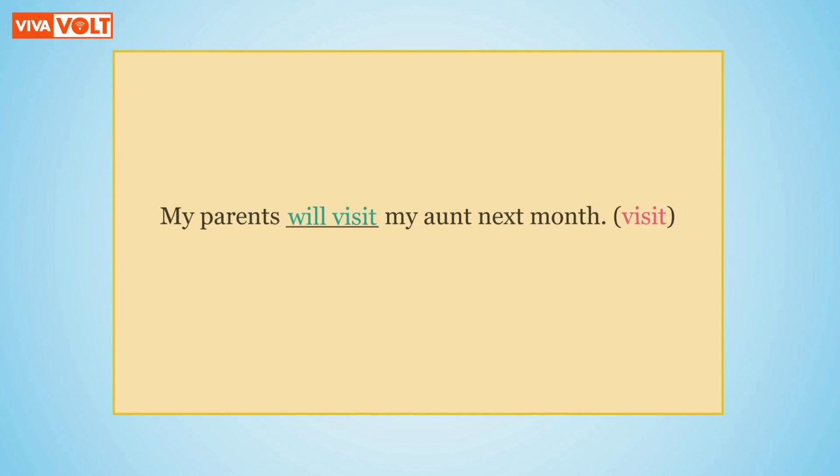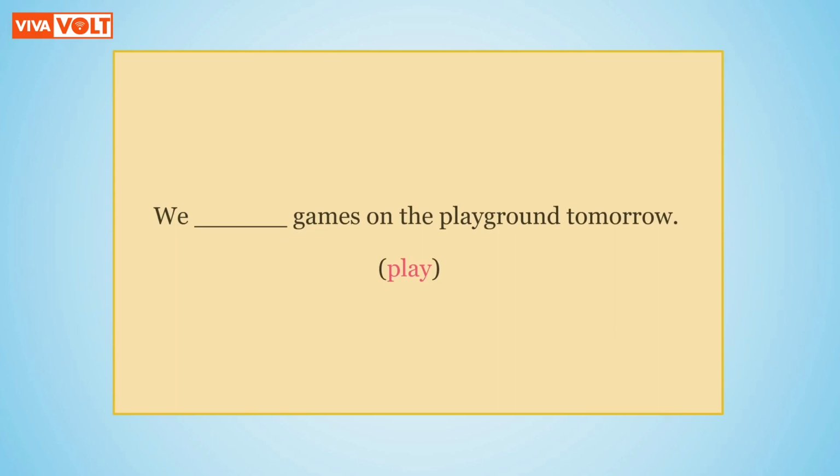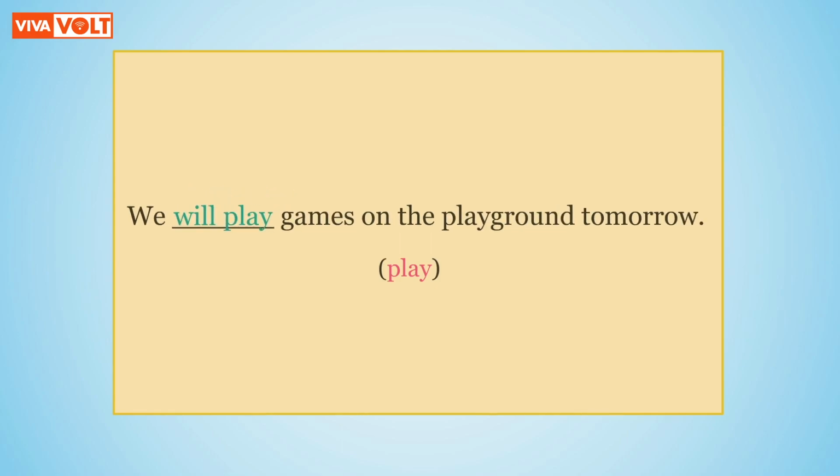Let us try doing another one. Once again, look at the sentence and the verb in brackets. You have to use the future tense form of the verb in brackets to fill in the blank. We blank games on the playground tomorrow. The verb in the bracket is play. That is right. The answer is will play. Will plus play. We will play games on the playground tomorrow.